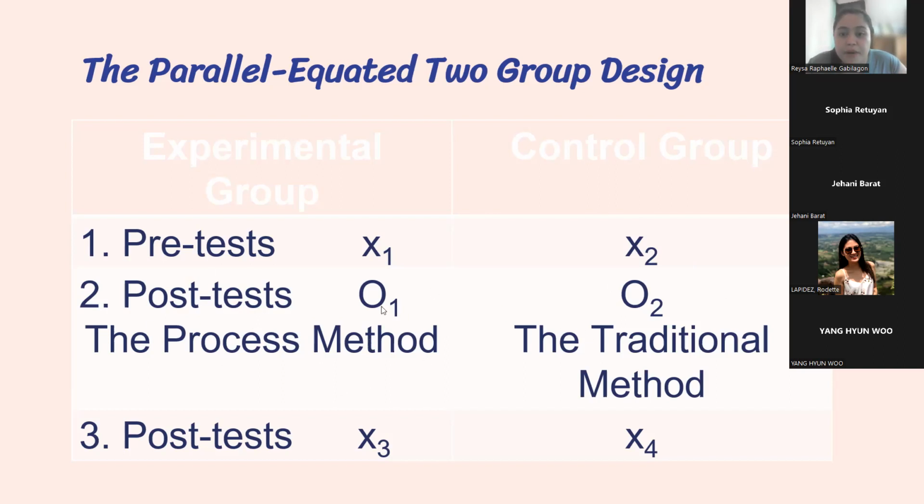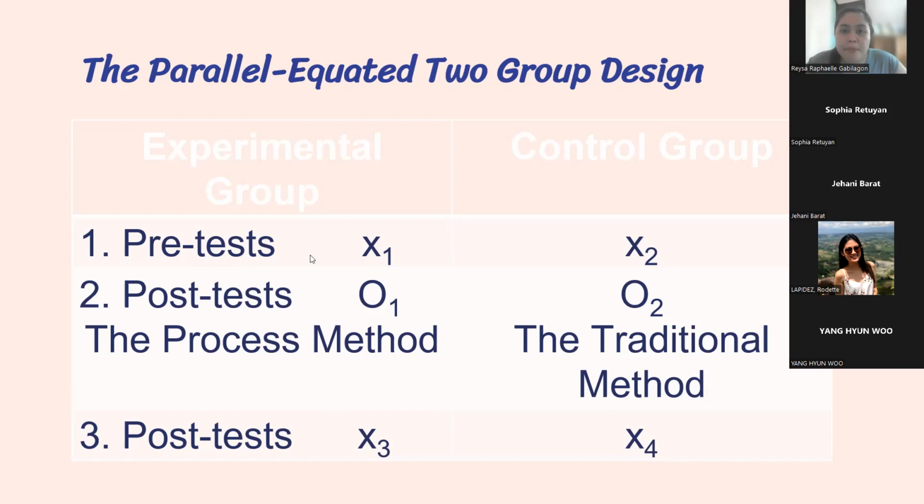The one is the process method. Ito yung pinopropose mo na solution or intervention. And then the other one will receive the traditional method, which means ano yung nakasanayan na method. Tapos you will be doing a post-test sa kanila. Okay? To check if there is like a difference between these two types of methods. So this is again the parallel equated two-group design.